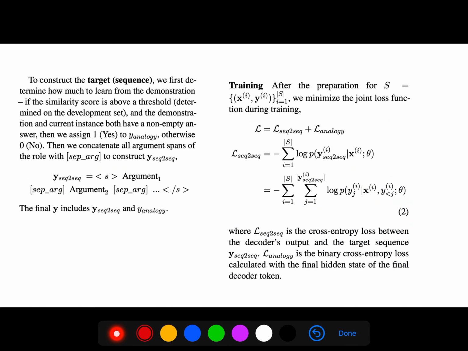So to construct the target sequence, we first determine how much to learn from the demonstration. If the similarity score is above a threshold, and the demonstration and current instance both have a non-empty answer, then we assign 1 to analogy. So if the score is above a threshold, then analogy is yes. Otherwise, analogy is 0, and we have a loss for that.